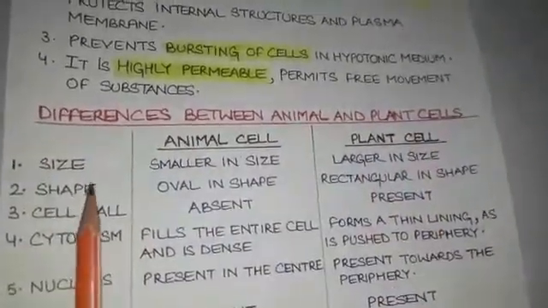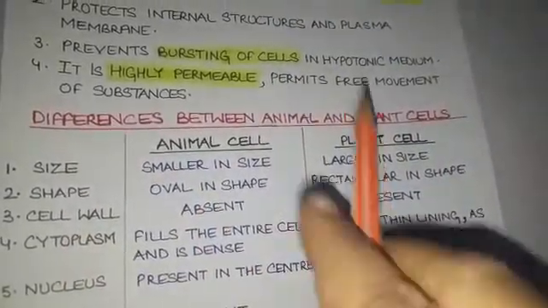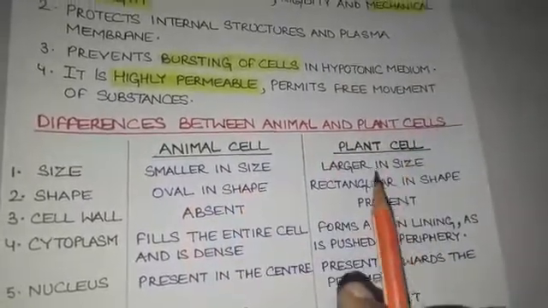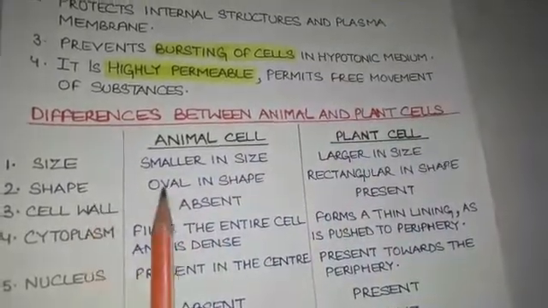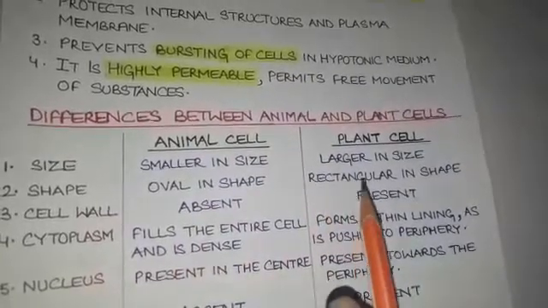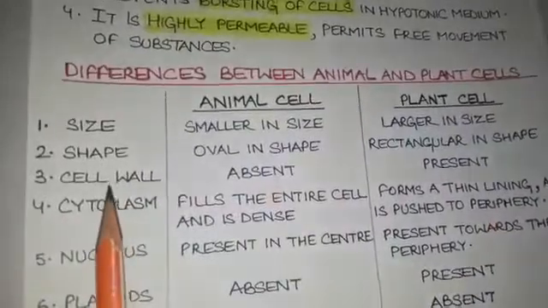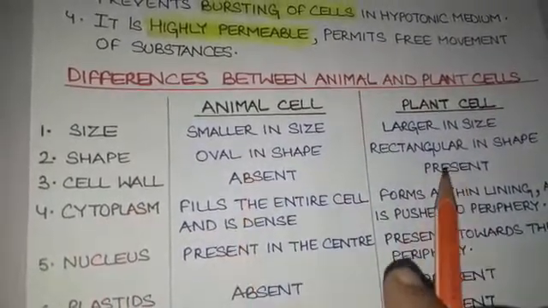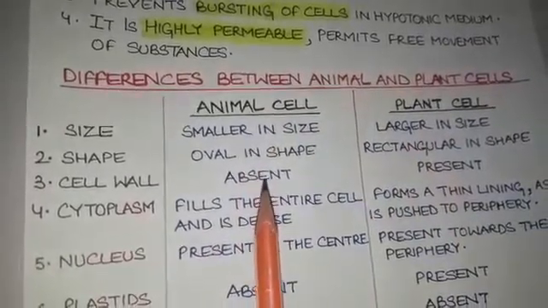Number one, size. When we compare the size, animal cells are usually smaller in size as compared to plant cells. Shape. Animal cells are usually oval in shape, whereas plant cells are usually rectangular in shape. The third characteristic is cell wall. In plant cells, cell wall is present, whereas in animal cells, cell wall is absent.